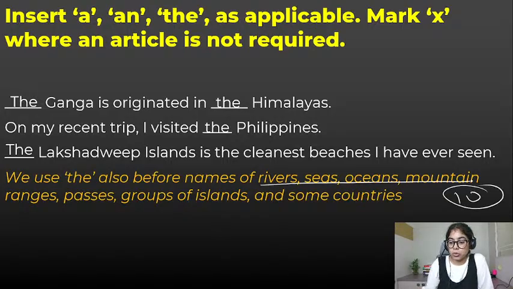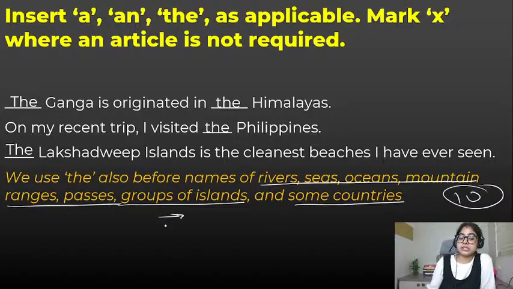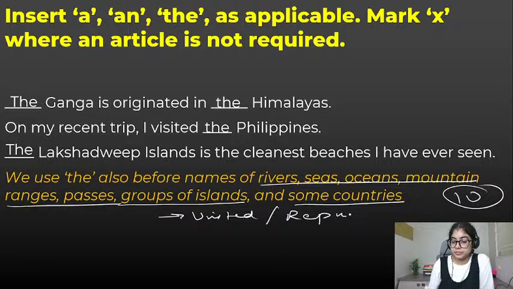River, seas, oceans, mountain ranges, passes, groups of islands, and some countries. Now, what are those some countries? Note these down. Countries with United and Republic in their name. इसलिए the United States of America, the UK, the UAE, the USSR, the Republic of China.